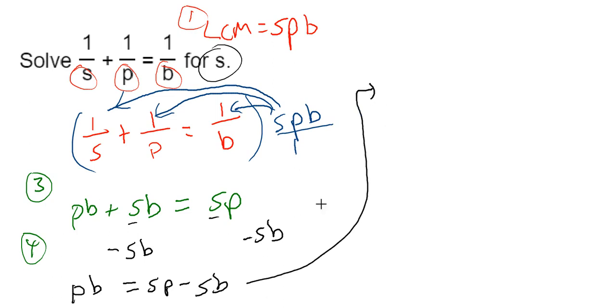And then just like we did on the last problem, we will factor out the S. It's a common factor here, right? We have S in this term, we have S in this term, so factor out the S. So we'll have PB equals S times parentheses P minus B. And then we'll divide by P minus B to get S by itself.